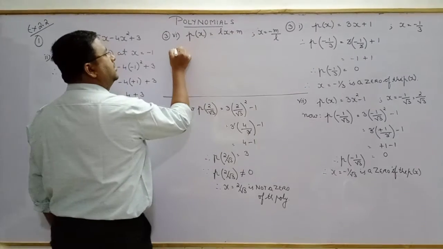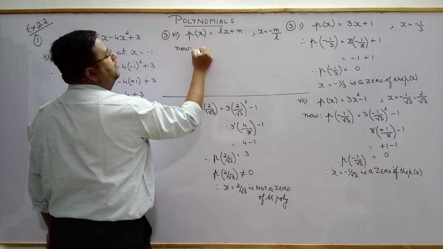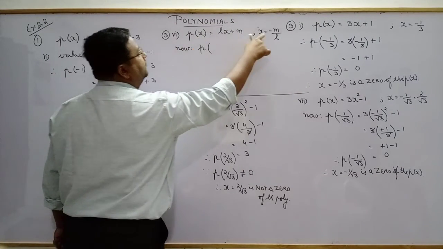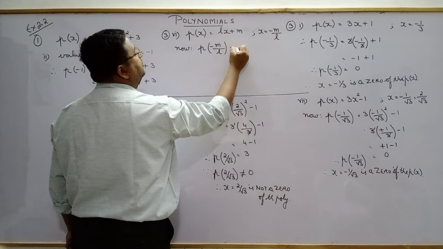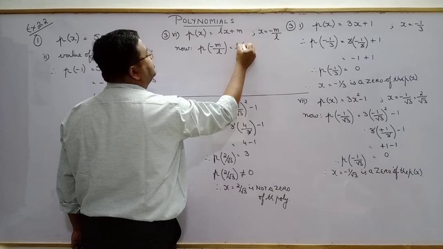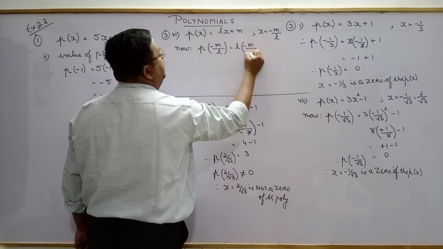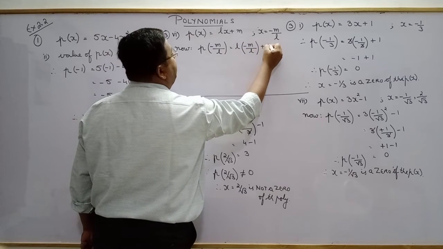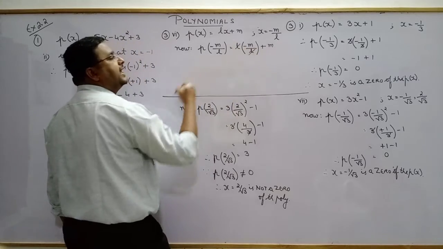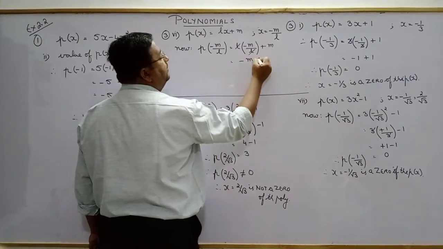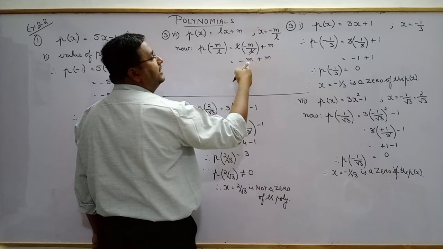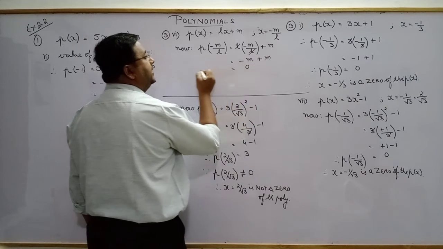Substitute. Now P of x, in place of x we are substituting minus m upon l, is equal to L into minus m upon l plus m. L and L cancel because it is a multiplication and division. What do I get? Minus m plus m. Both are like terms, both can be subtracted. What is the remainder? 0.